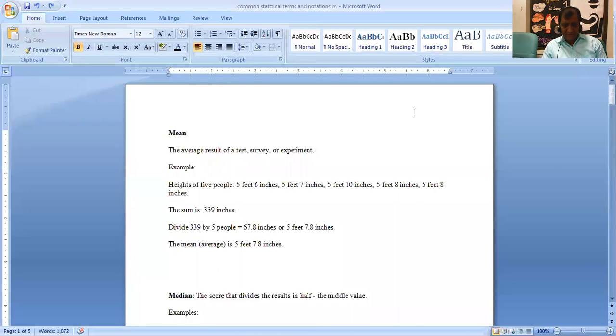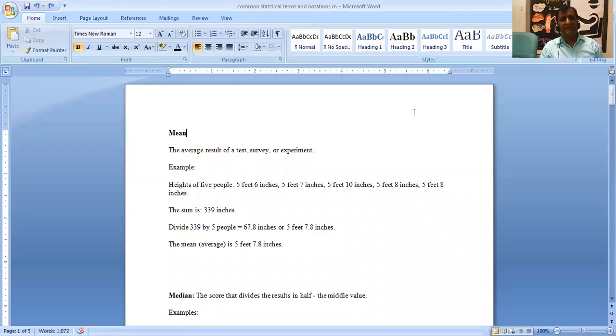The first common term is mean. What is the mean? The average result of a test, survey or experiment. That is the mean. For example, the height of 5 people: 5 feet 6 inches, 5 feet 7 inches, 5 feet 10 inches, 5 feet 8 inches, and 5 feet 8 inches.